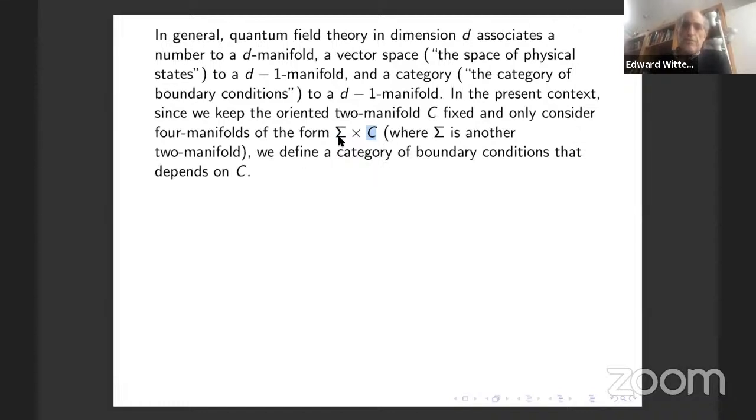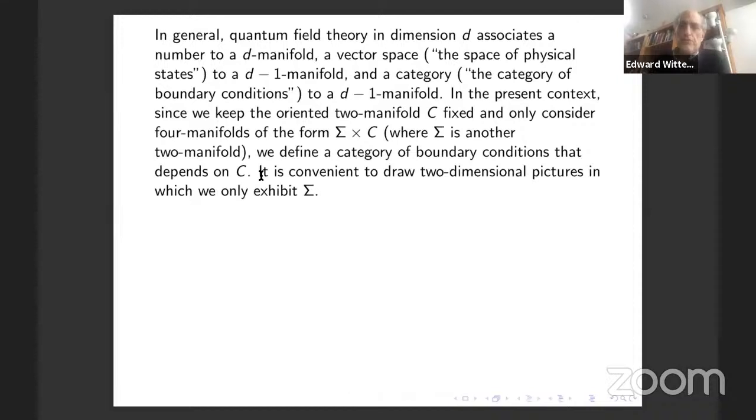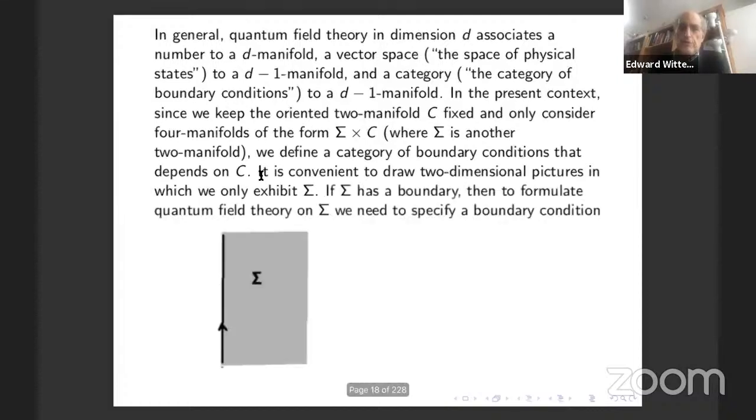So that means, since C is kept fixed, what we're varying is only a 2-manifold. So effectively, we're going to be viewing a 4-dimensional topological field theory as a 2-dimensional topological field theory. So the category we get will depend on C. Now, it's convenient to draw 2-dimensional pictures in which we only exhibit sigma and not C. And I'll draw such pictures.